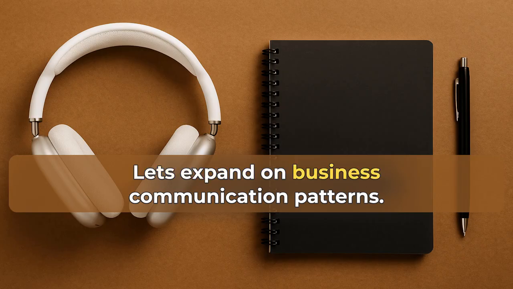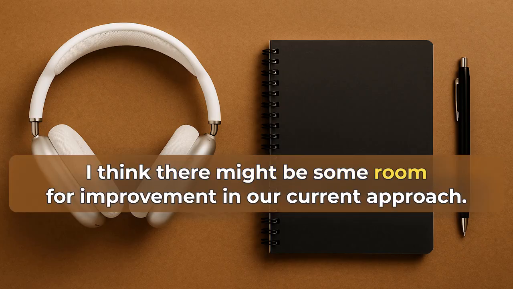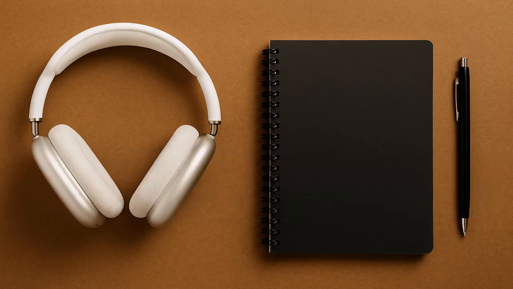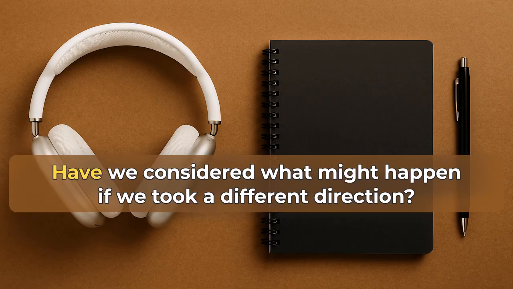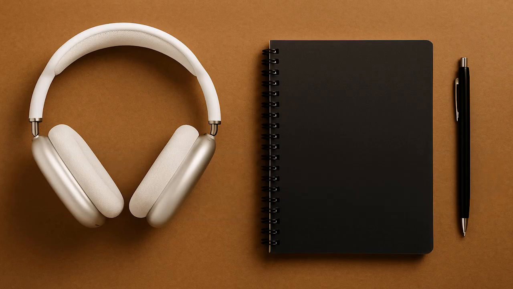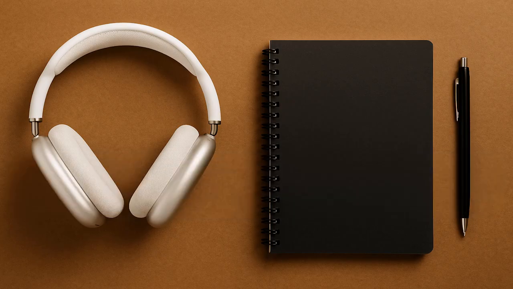Let's expand on business communication patterns. "I think there might be some room for improvement in our current approach." This gently suggests problems without directly criticizing. "Have we considered what might happen if we took a different direction?" A question format makes disagreement feel collaborative rather than confrontational.